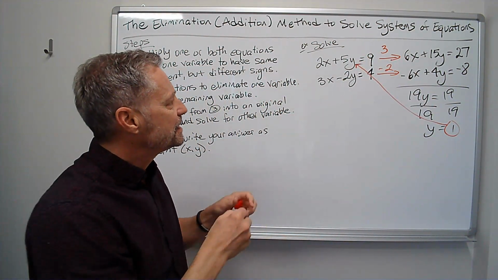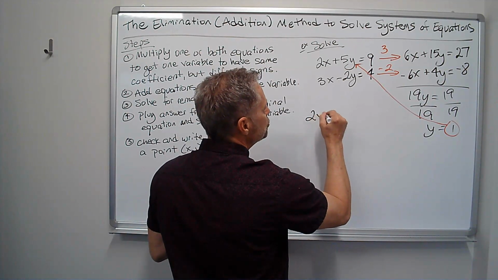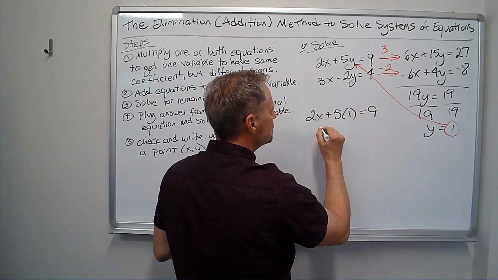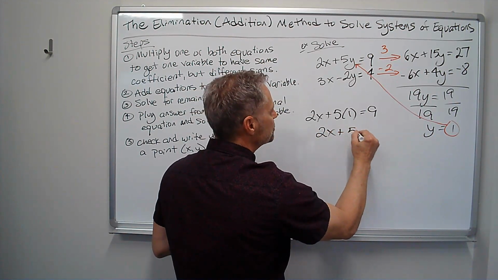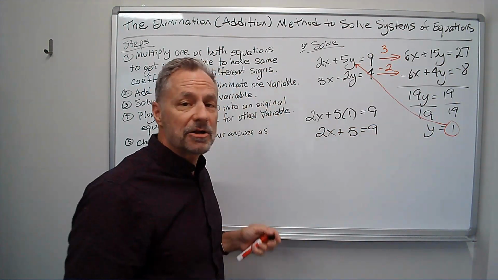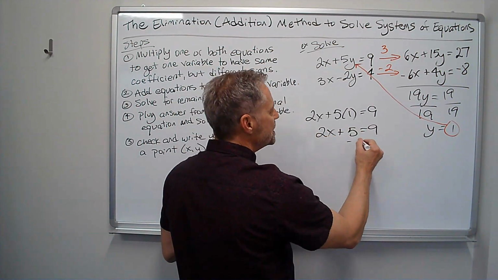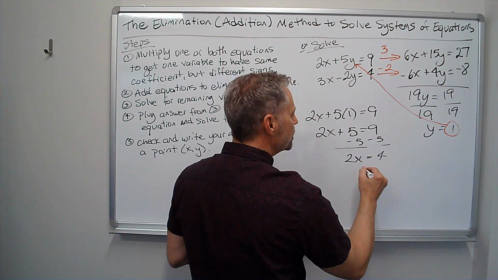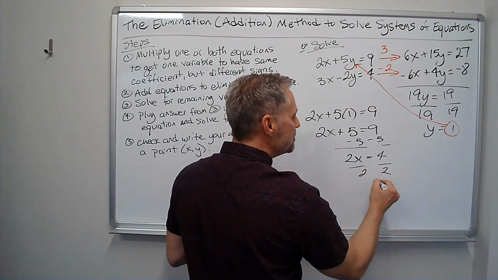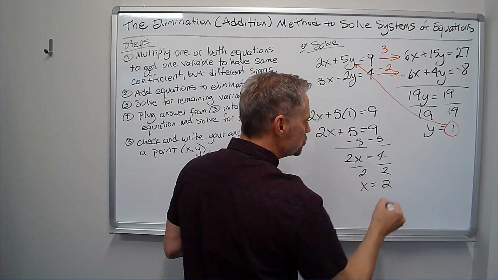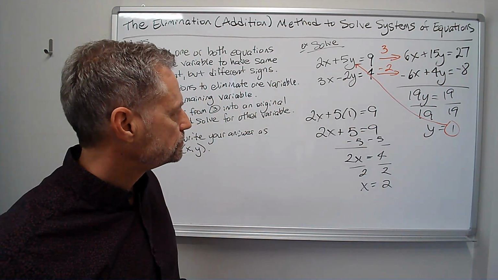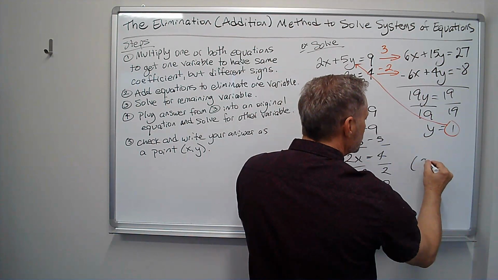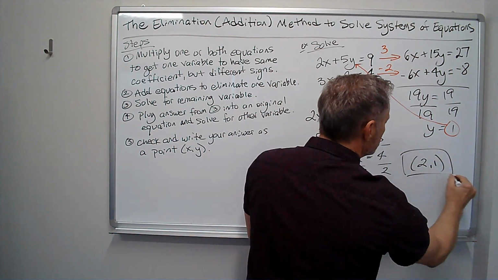So say I plug it in there, I'm going to get 2x plus 5 times 1, because y is 1, equals 9. And then I just do a little bit of algebra. 2x plus 5 equals 9. Subtract 5. 2x equals 4. Divide by 2. I get x equals 2. And so my answer, (x, y), is (2, 1).